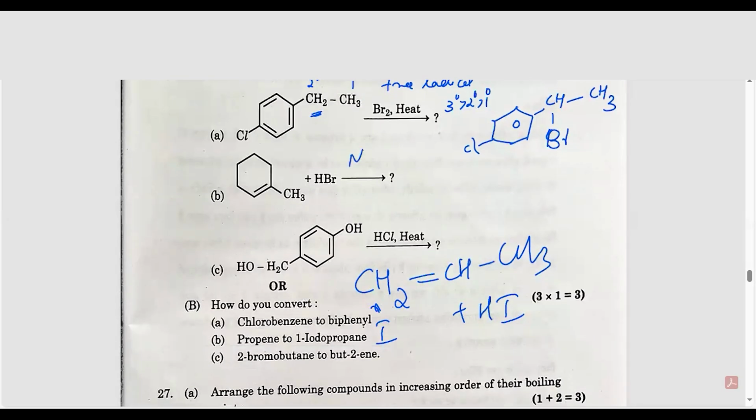This is a Markovnikov addition reaction, and the negative part, Br minus, will go to the carbon which contains the lesser number of hydrogen atoms.